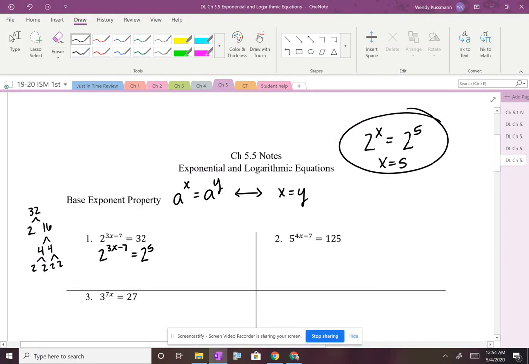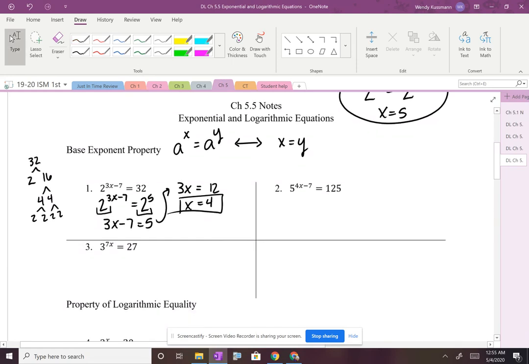So since the bases are the same, the exponents must also be the same. This tells us that 3x minus 7 must also equal 5. And all you do is solve for x. Add 7 both sides. 3x equals 12. Divide by 3. x equals 4. There's your answer. You can always plug back in and check.